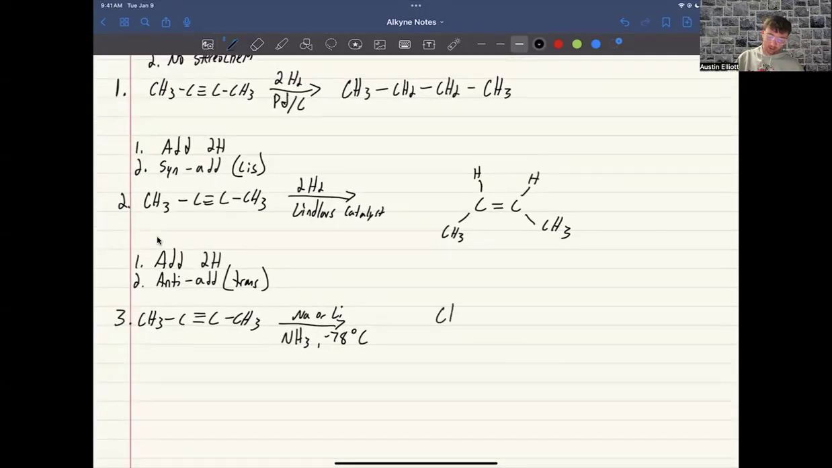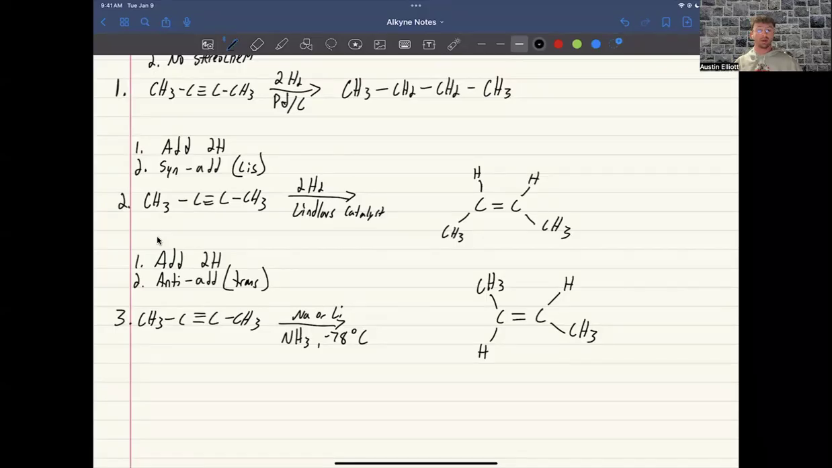So when we look at this product, CH3, C, put a double bond like that. Then we're going to have a hydrogen going up like this, methyl right here, and a hydrogen going down like that, and a methyl over here. So you have one group going up, one group going down. That shows our anti-addition, or trans-addition, for this one.